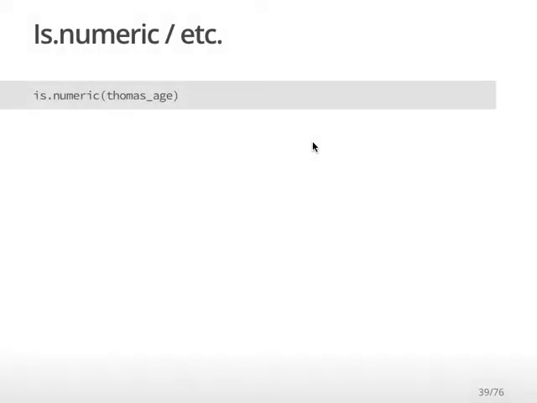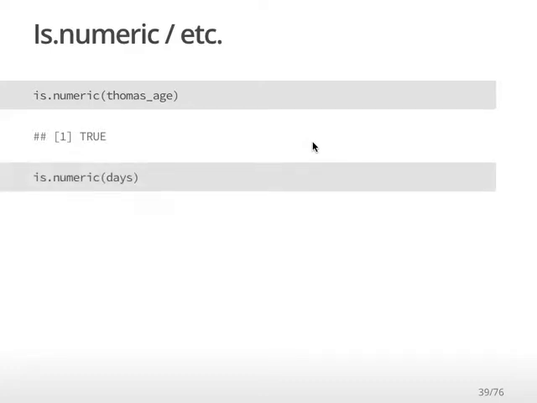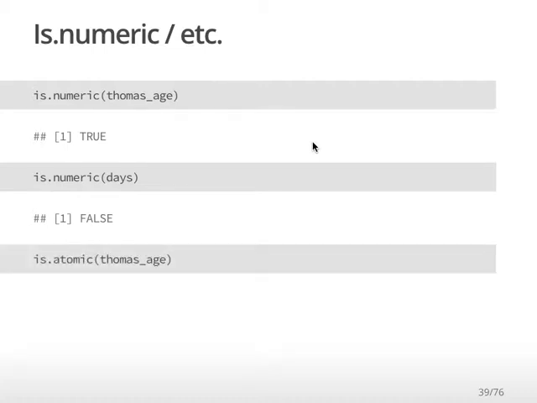So we can ask the computer questions about our variables as well. We can test, is Thomas H a numeric variable? Yes, it is. It will give true or false answers. We can ask whether it's the same for days. It says no, because you remember those were the days of the week, so they were character variables. We can ask whether it's atomic, which means it has only one element to it. That will be answered with true.